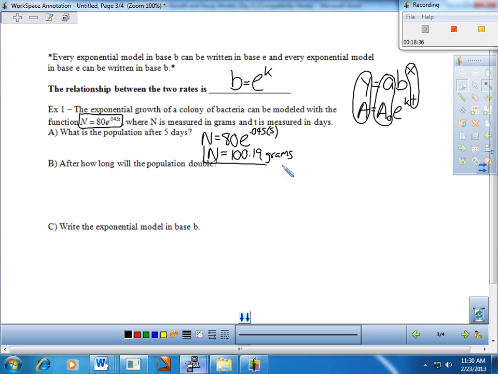All right, and there you go. That shouldn't scare us at all. Given an input, come up with the output, base e. Let's reverse it. After how long will the population double?